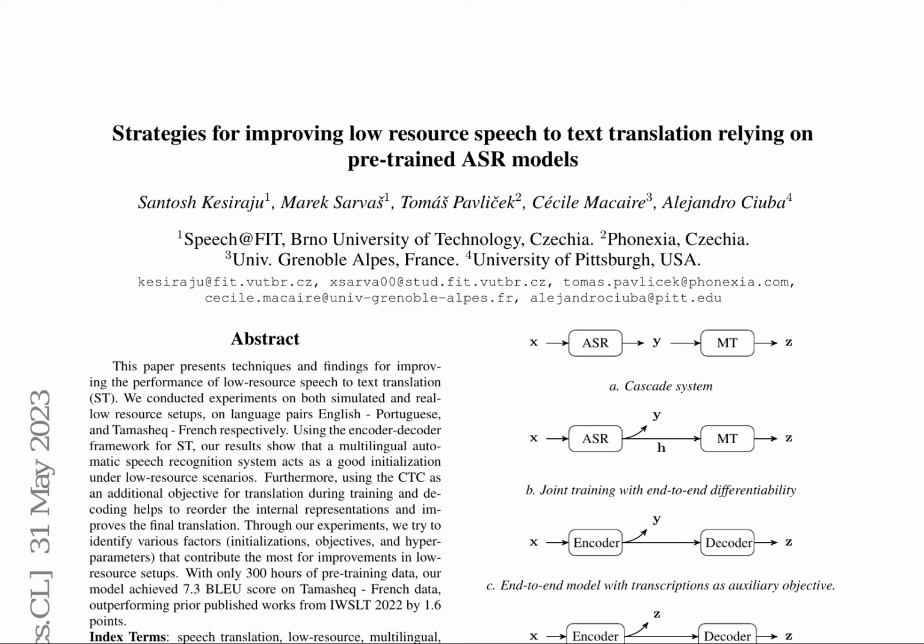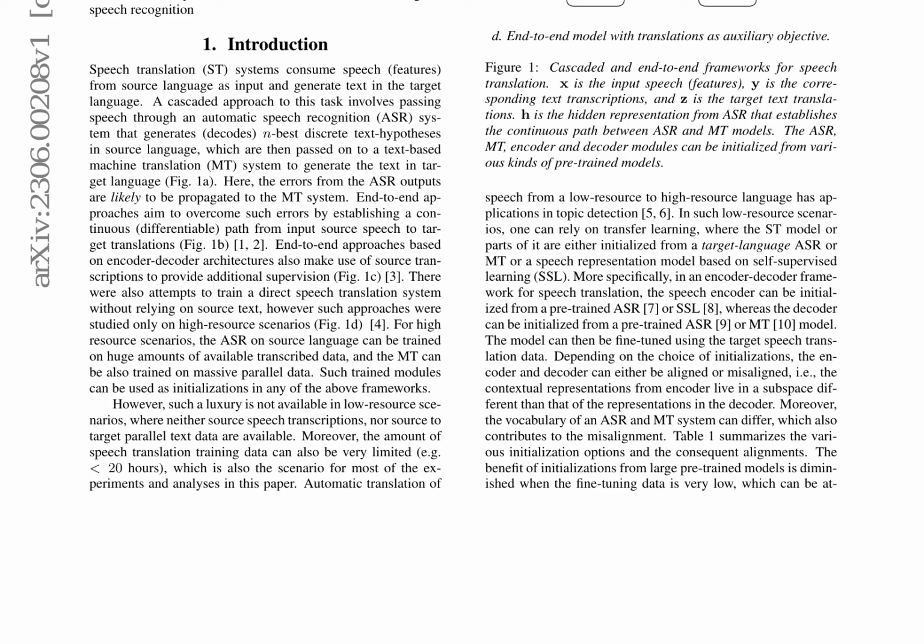Furthermore, using the CTC as an additional objective for translation during training and decoding helps to reorder the internal representations and improves the final translation. The paper's contributions include studying pre-trained multilingual ASR as initialization for low-resource speech translation with joint training and decoding with CTC objective in low-resource setups. An extensive analysis on the effect of various initializations, auxiliary objectives, hyperparameters, and amounts of fine-tuning data identifies the factors that contribute most to the improvements.